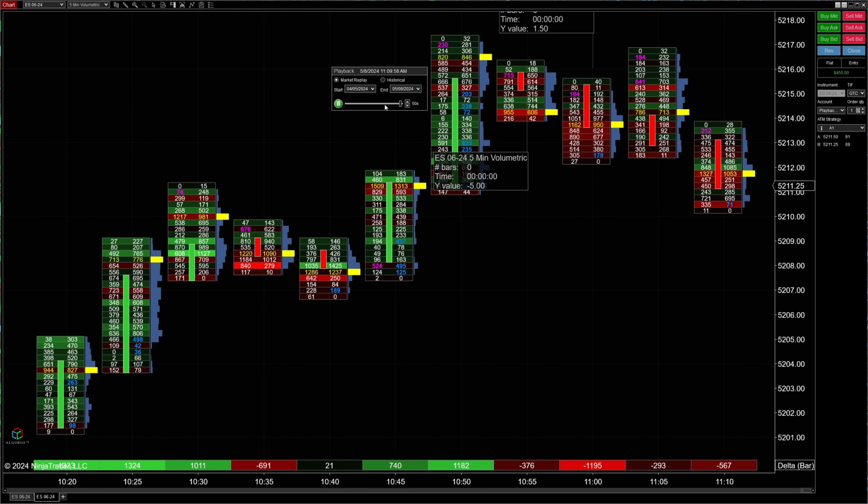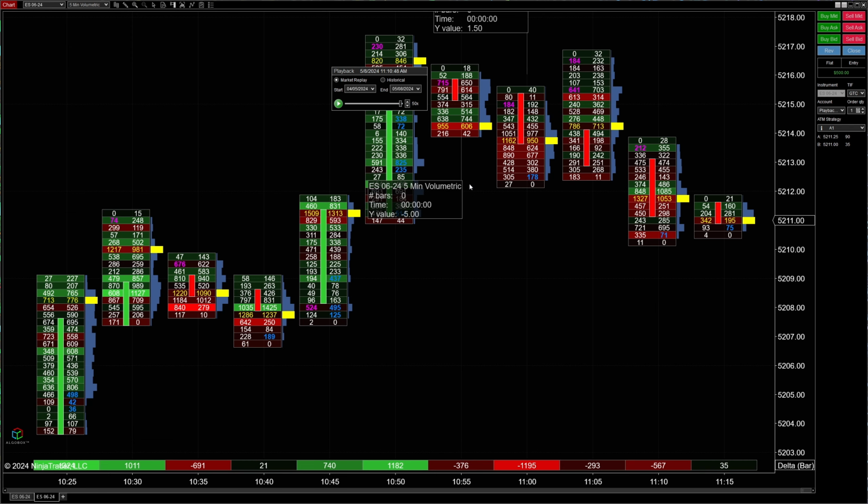We can see we just hit our target. Boom, we were filled on that trade. We can see that trade was good for $500 on the S&P. That is a great trade.